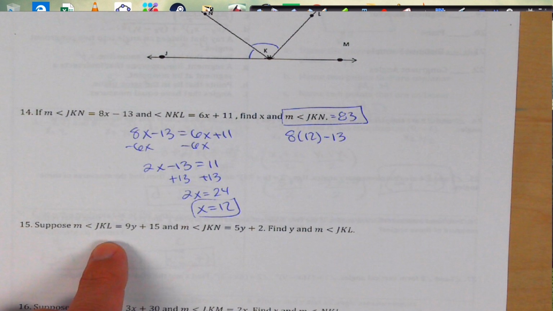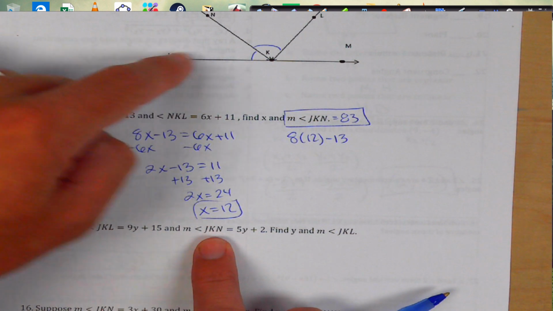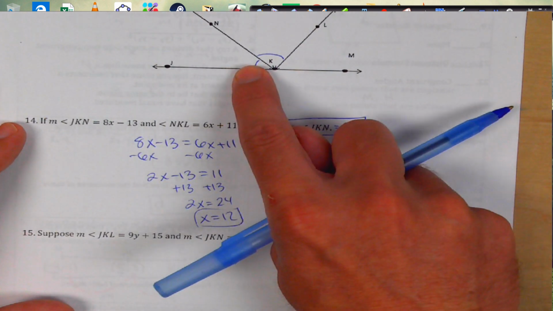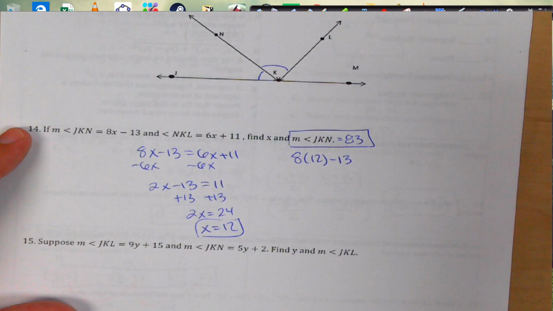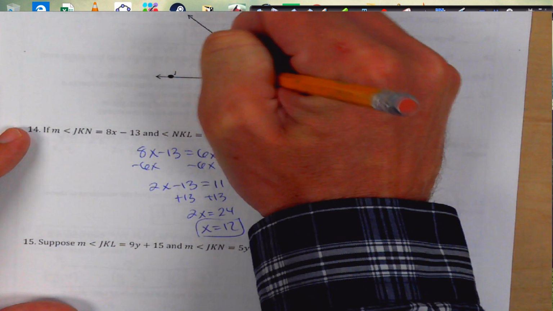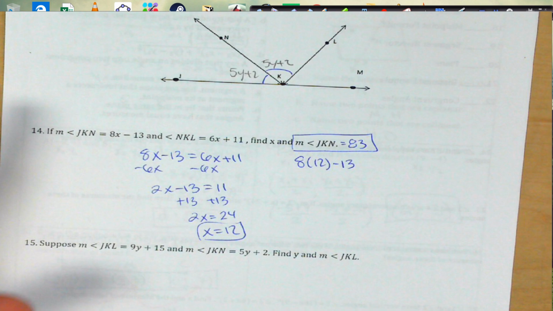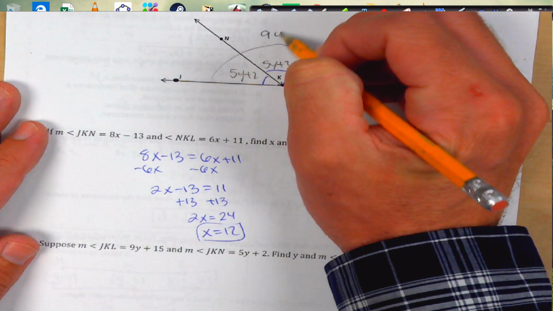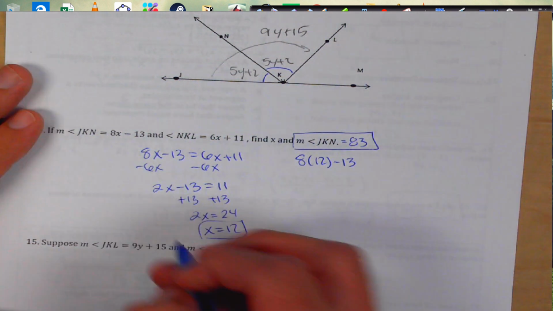So we have JKL. JKL, which is the entire angle, is 9y plus 15, and JKN is 5y plus 2. Using the picture, we know that this little piece and this little piece are the same. So this is 5y plus 2, but so is this. They're the exact same. They're both 5y plus 2, and then the whole thing is going to be 9y plus 15. So I basically need to go ahead and add this twice.